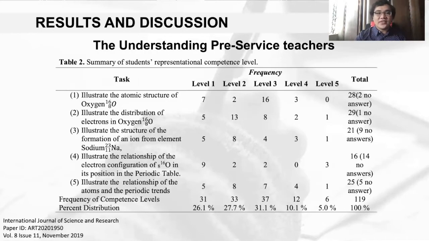So these are the results. For the first group, the understanding of pre-service teachers, this is the summary. We have 5 tasks. And depending on the 5 tasks, as you can see in the frequency and the percent distribution, the highest is the 3rd level, second is the level 2, and the lowest is level 3. That's their top 3. So the frequency of understanding of pre-service teachers falls in level 1, level 2, and level 3.